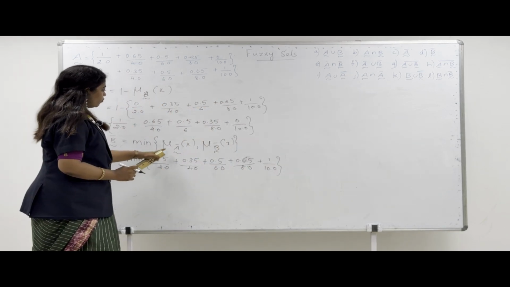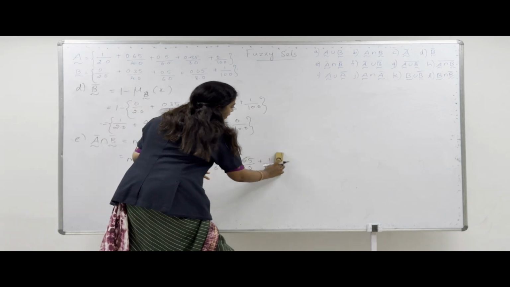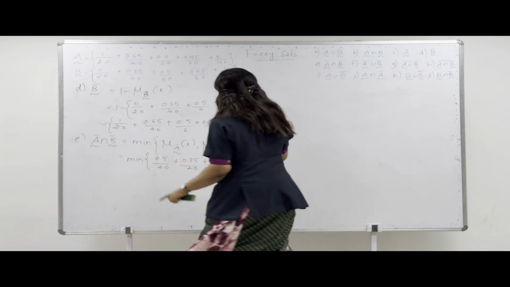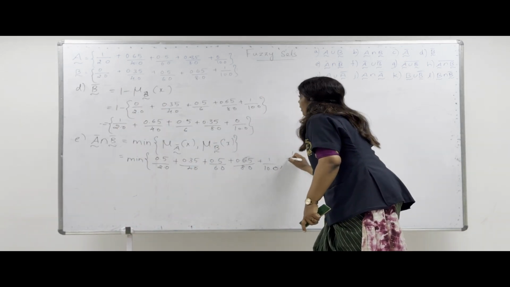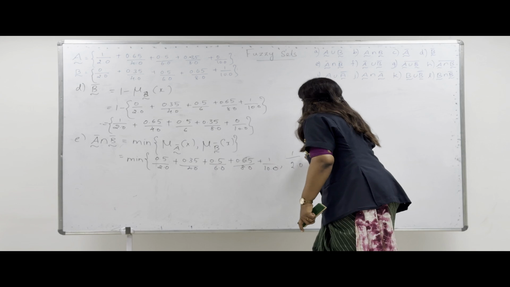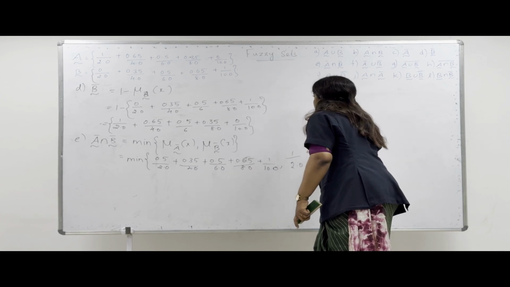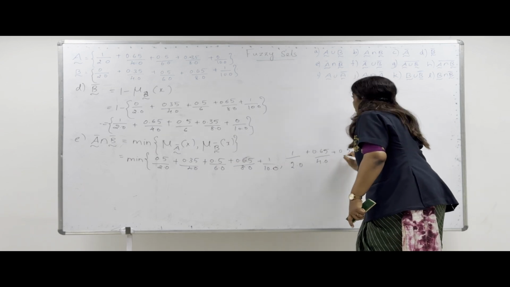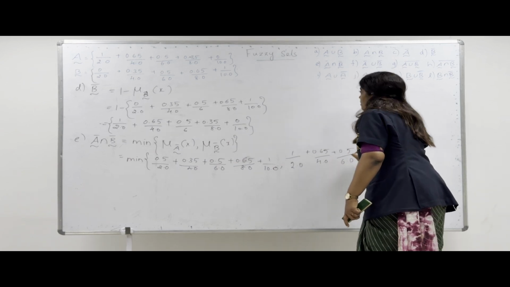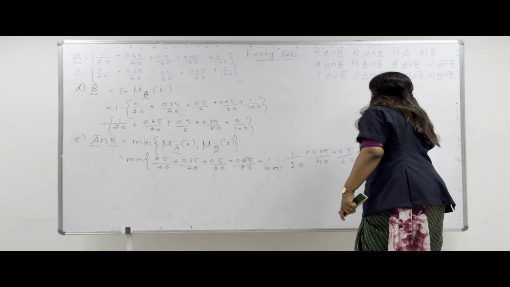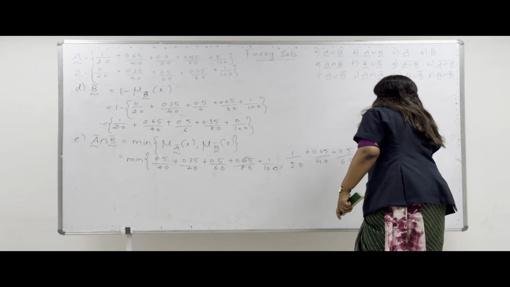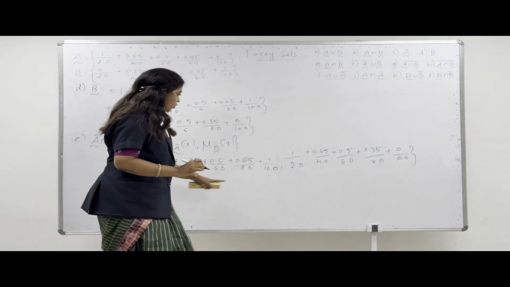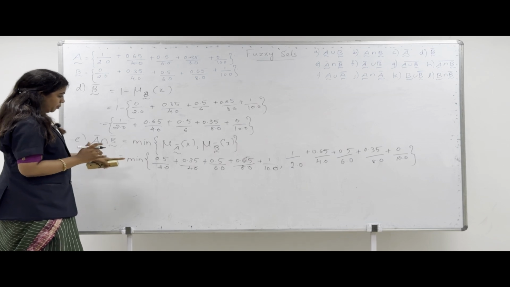So, this is the value for membership A bar of x, and what is the value for membership B bar of x? That is 1 by 2.0 plus 0.65 by 4.0 plus 0.5 by 6.0 plus 0.35 by 8.0 plus 0 by 10.0. So, this is the value. So, from this you are going to find the min.